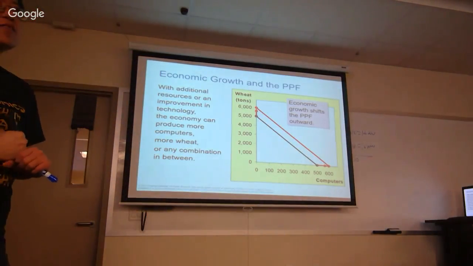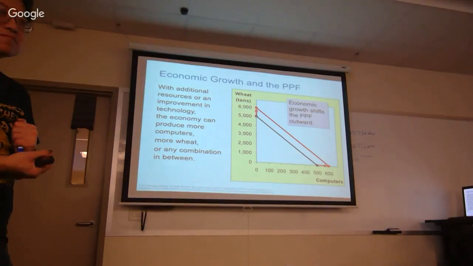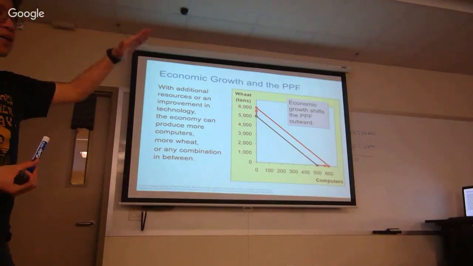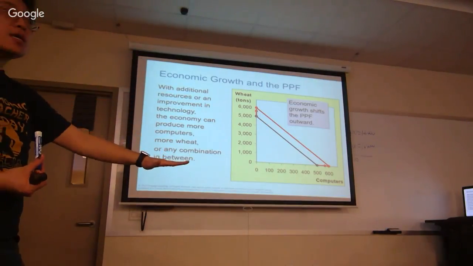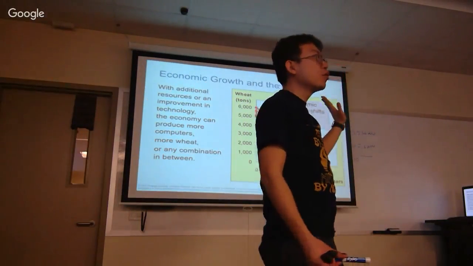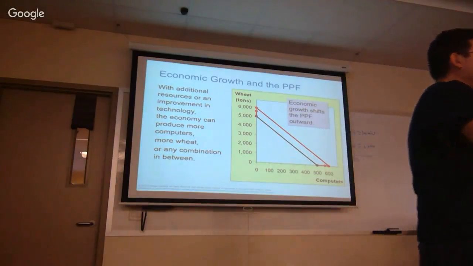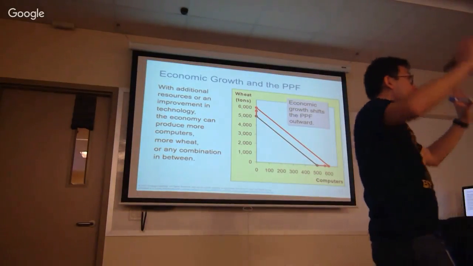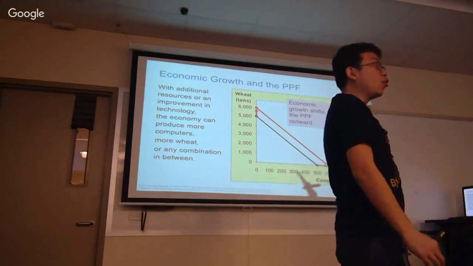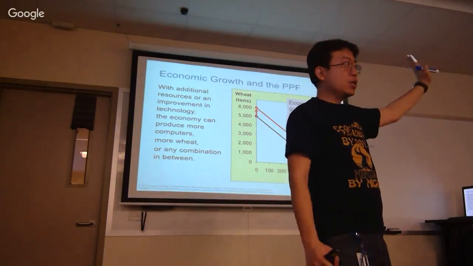Any idea what else we can do to grow the economy? Remember the factors of production: land, labor, and capital. Anytime one of those resources is increasing, our PPF will be going forward. Remember the PPF: we have limited resources and technology. So if you increase our resources or increase technology, the PPF will be shifted outward.